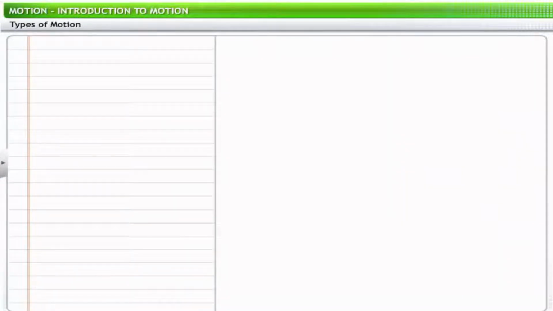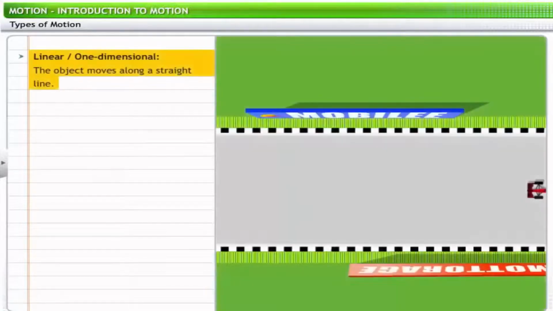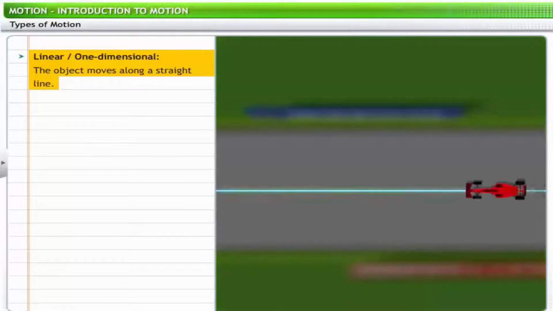Motion of objects or bodies can be one-dimensional or linear, two-dimensional, or three-dimensional. One-dimensional or linear motion involves an object moving along a straight line or in a specified direction. For example, cars moving along a straight path in the circuit exhibit linear motion.